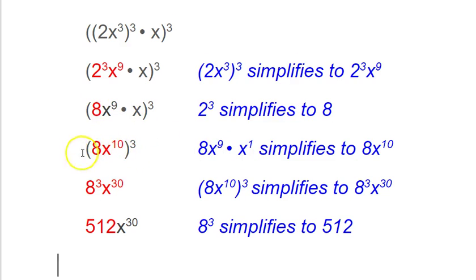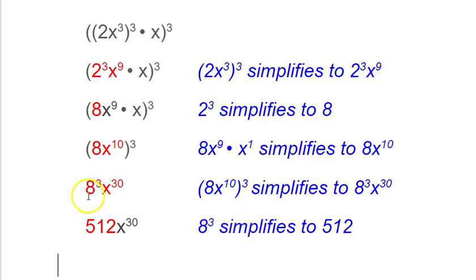Once you're at this step, I have parentheses and a power outside the parentheses, so that means everything inside the parentheses gets raised to this third power. So for us, that means 8 raised to the third power. That's why you see it. Again, x to the 10th raised to the third power, and we have a power to a power, which means multiply those exponents, where the 30 comes from.